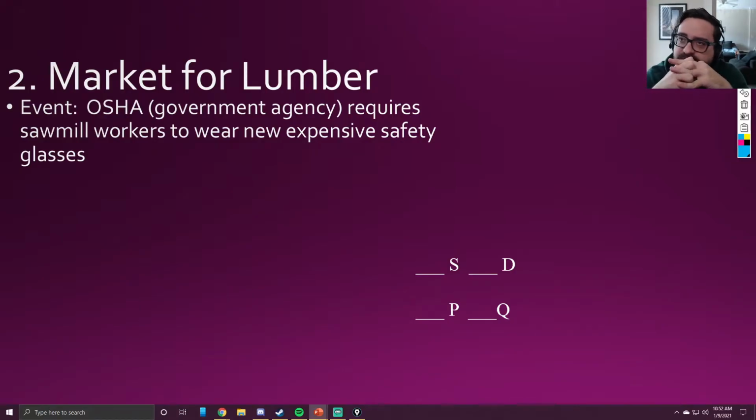Okay, you got to think. Is this a producer or a consumer issue primarily? Does this affect consumers or producers more? Consumers of lumber or the producers of lumber? Who's being more affected by this? Well, if it's a safety regulation, the consumers aren't really being affected by that. Cool, I'm glad they're being safer. That doesn't really change how much wood I want.